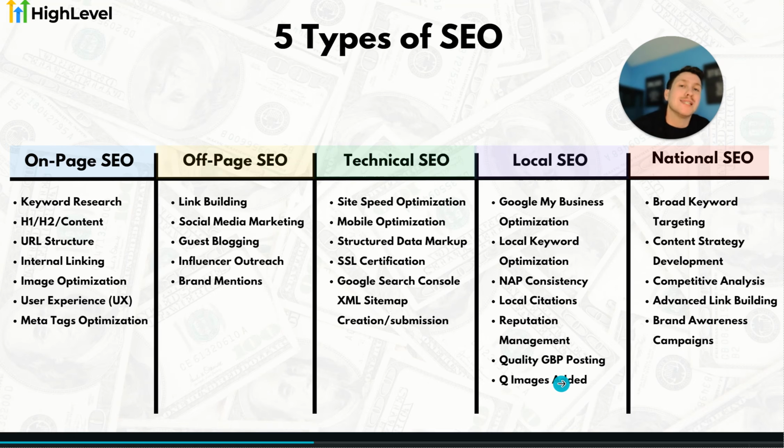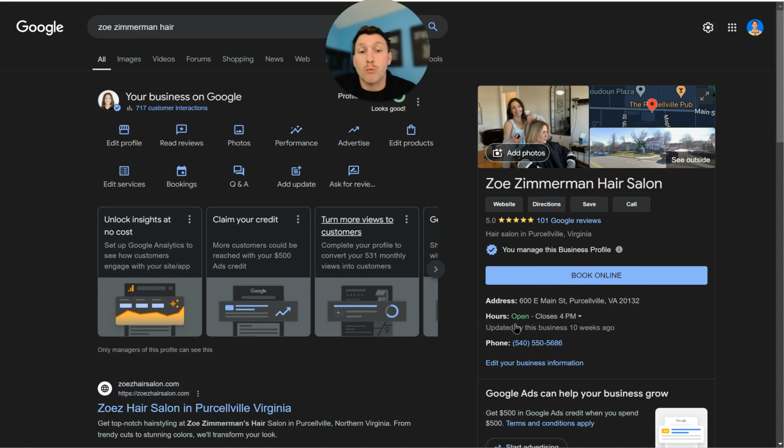Last but not least, quality images added. This is just adding images to the Google Business Profile. This is very important. It's very simple. Let me show you how to do this, but you want to make sure you do this every single month or you have other people do it. You just want to have that content going out. Preferably pictures of people smiling at the location, but let's check it out.